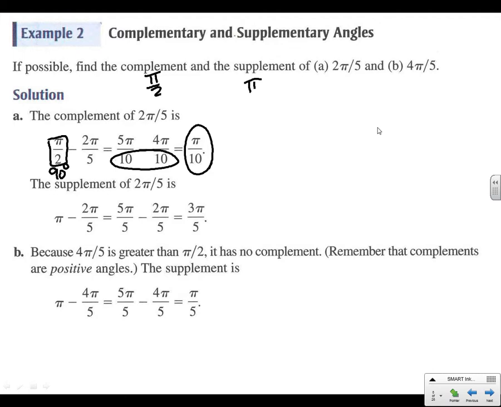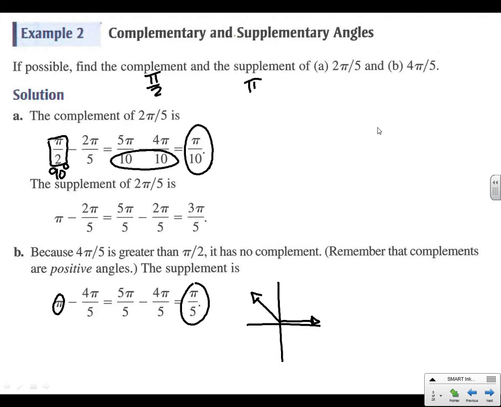4 pi over 5, we want to find the supplement and the complement of that. Okay? For the complement, there is no complement because 4 pi over 5 is over here. Okay? It's bigger than 90 degrees. So you can't have a complement with something that's bigger than 90 degrees. But you could have a supplement. So we can do our supplement of pi minus 4 pi over 5 and end up with 1 pi over 5.